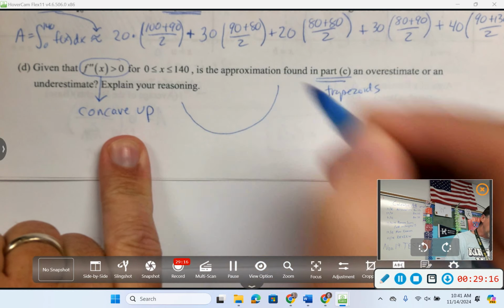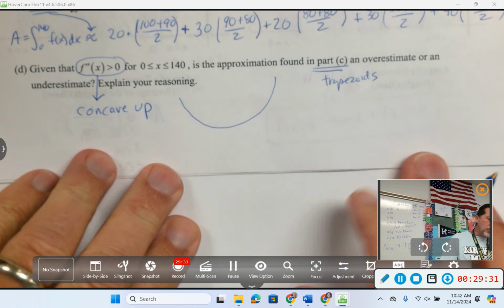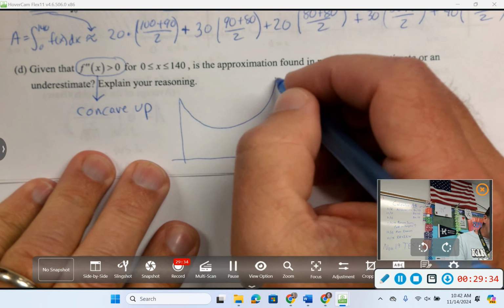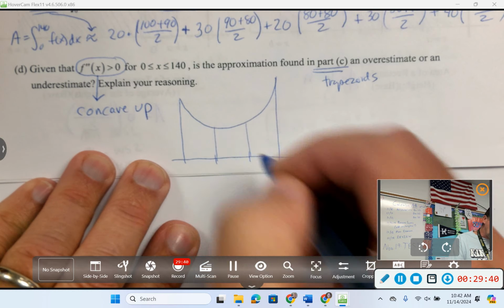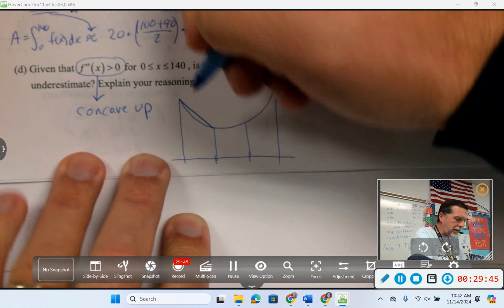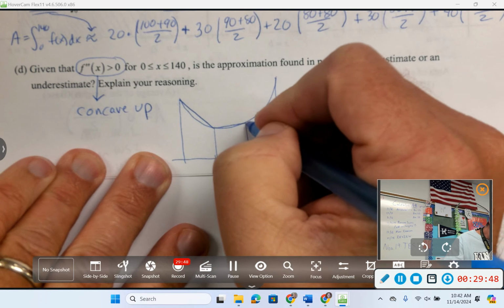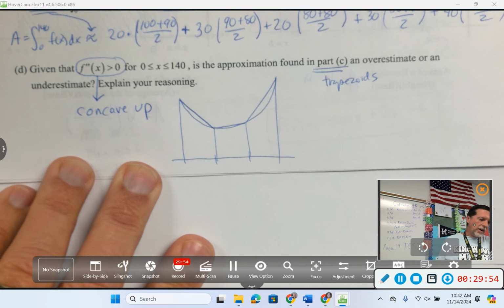So if I do something concave up, it's best to highly exaggerate the concavity. Don't use very many trapezoids. You don't want this to be accurate. You want it to be highly inaccurate so that you can figure out if it's over or under. So let's say I only did like 3 trapezoids. So my trapezoids, just play connect the dots. So how do my trapezoids compare to the actual area? Are they over or under?